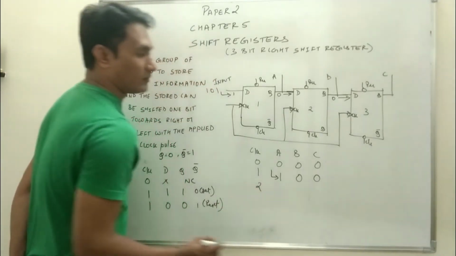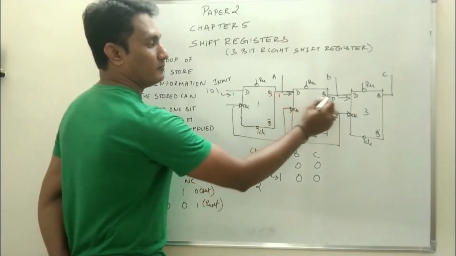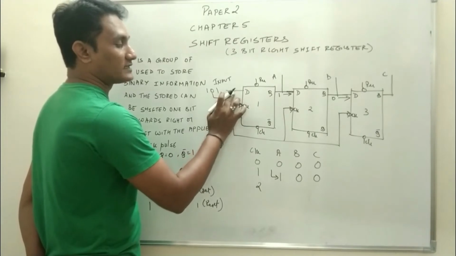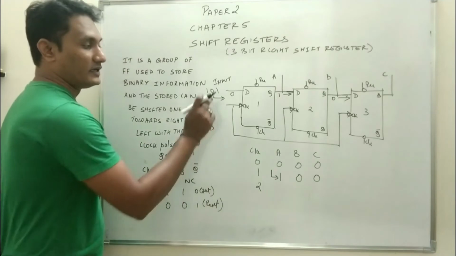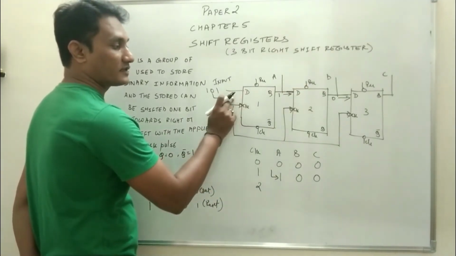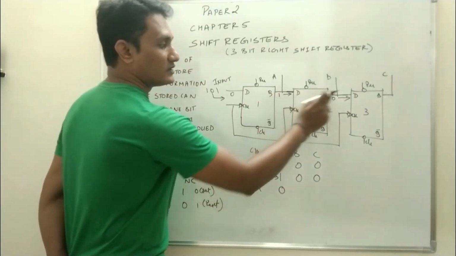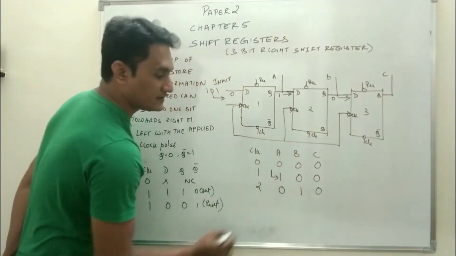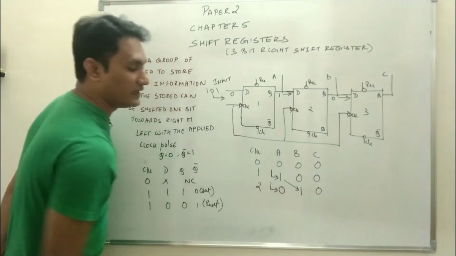Now at the second clock pulse, see what happens. What is the previous state of A? Now A is 1, B is still 0, and the input for the first flip-flop will now be 0. So when you give the clock pulse, again all the flip-flops will change their state simultaneously. What is the input for the first? 0, so the Q output becomes 0. What is the input for the second? A is 1, so B will become 1, and B is 0, so C will be 0. Now what you can see is the data from A has been transferred to B and new data has entered into A.